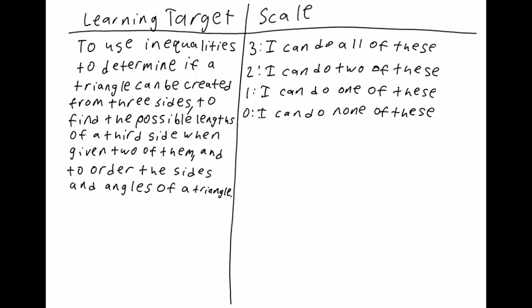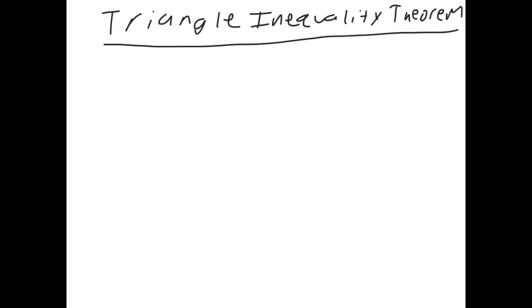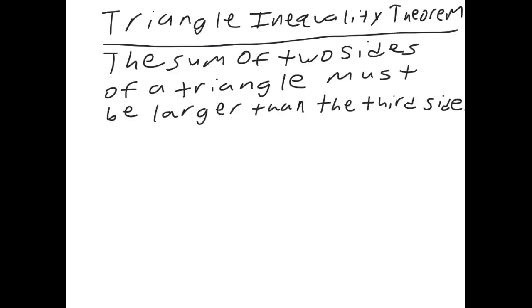Let's get started. So first I want to talk about a theorem. It's known as the Triangle Inequality theorem. It says the sum of two sides of a triangle must be larger than the third side. So let's say we have a triangle ABC. In this triangle, the Triangle Inequality theorem says that if we take side AB and add it to side BC, it will be greater than side AC.